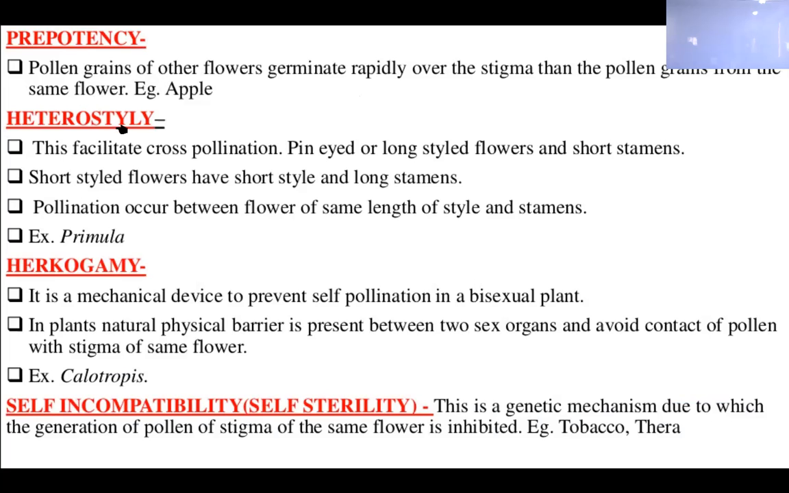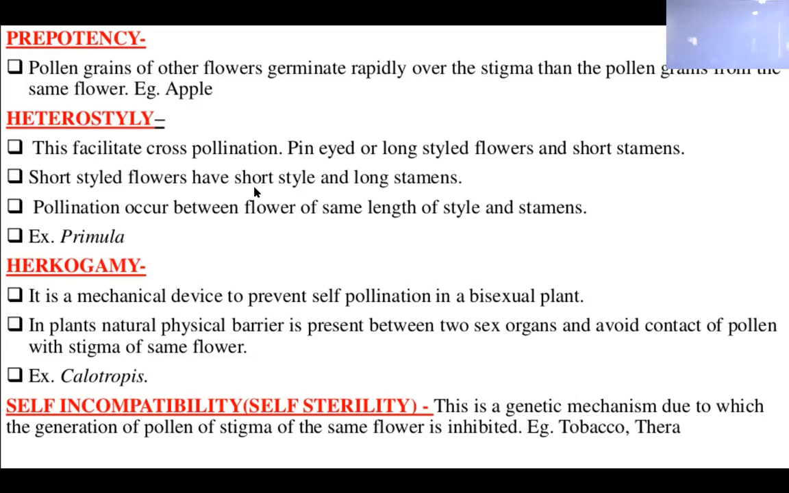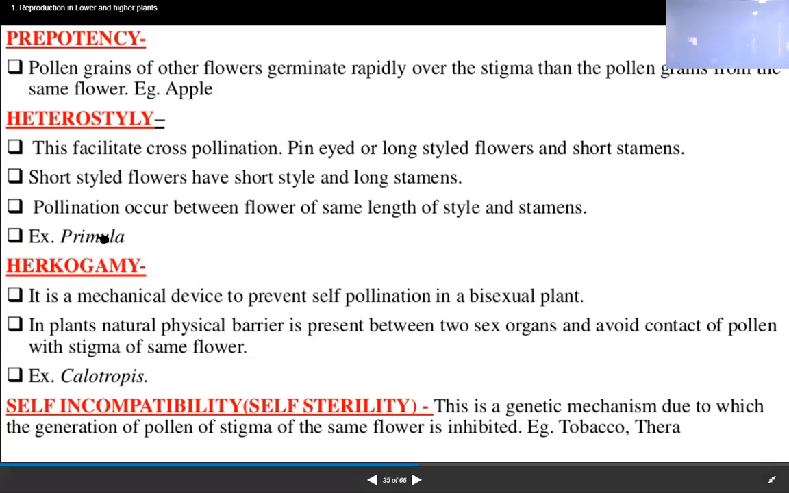Then you have heterostyle. Heterostyle is also called heteromorphy. It is given in your textbook. Now, this facilitates cross-pollination. A pin-eyed or long-styled flower has short stamens. Short-styled flowers have a short style and long stamens. See what kind of modifications they have given to promote cross-pollination. It is really very interesting. Pollination occurs between flowers of the same length of style and the stamens. An example is also given. Understood?